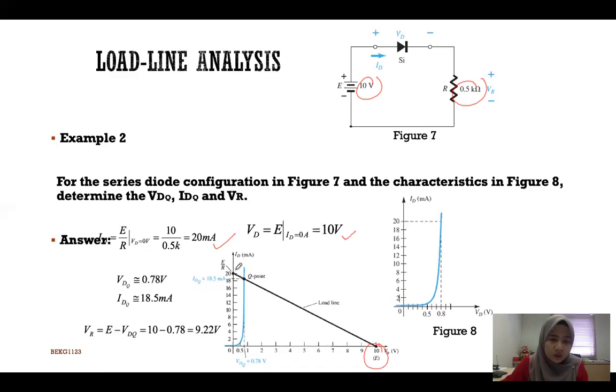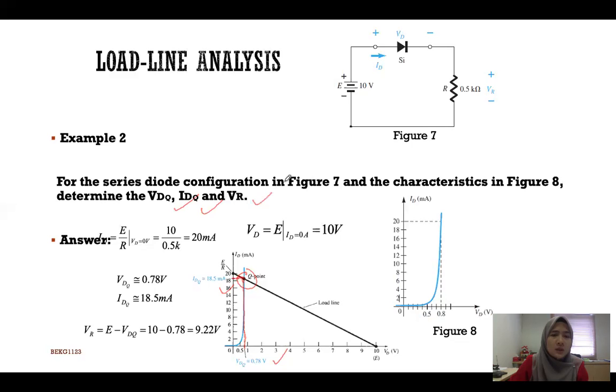Then only you can draw the load line. The intersection between the characteristic curve and the load line gives you the Q point, and from the Q point you can obtain the IDQ and also VDQ. Based on this plot, VDQ is approximately 0.78 volt, and IDQ is approximately 18.5 milliampere. So that is VDQ and also IDQ.